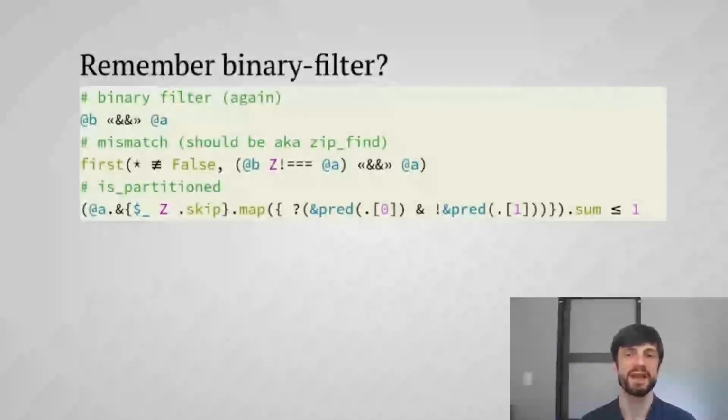If that is less than or equal to 1, that means there should be 0 or 1 partition points in a correctly partitioned list, then isPartitioned is true. If that is 2 or more, then we know that there are multiple partition points, but you can't have multiple partition points in a correctly partitioned array. So then that would return false.